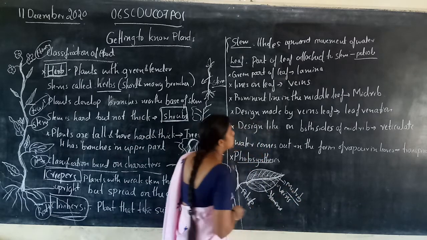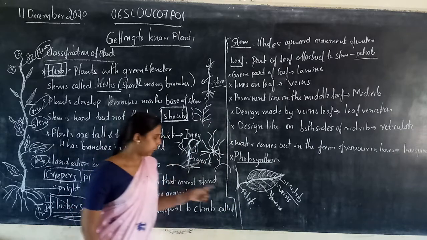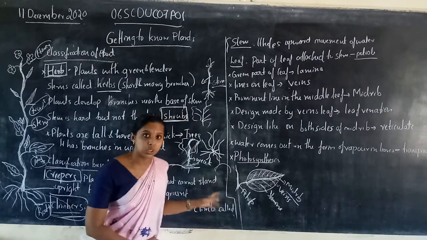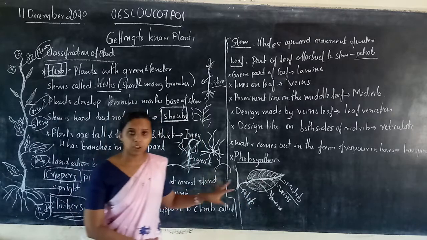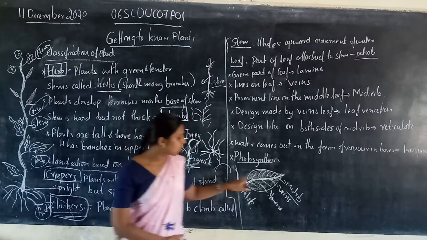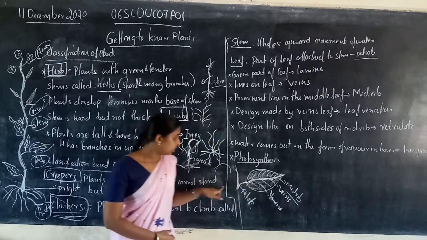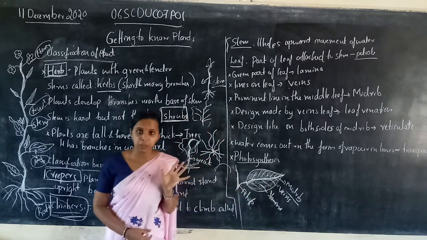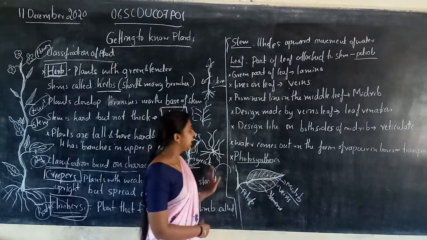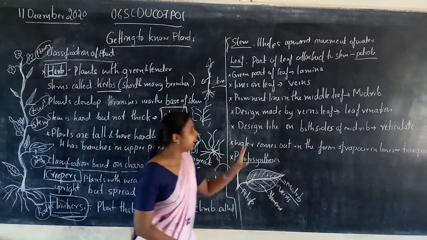Midrib. So what did we study? The petiole, where the stem attaches to the leaf. Then the green part of the leaf called lamina. Then the lines on the leaf are called veins. Then the prominent line in the middle of the leaf is called the midrib. Okay.